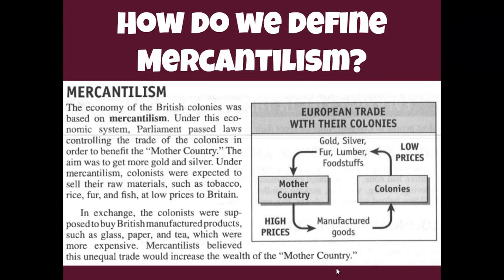In exchange, the colonists are supposed to buy British manufactured goods, like we discussed, such as glass, paper, and tea, which were more expensive. Mercantilists believed that this unequal trade, benefiting the mother country at the expense of the colonies, would increase the wealth of the mother country, and it did.